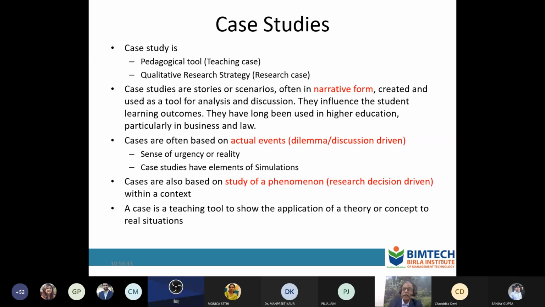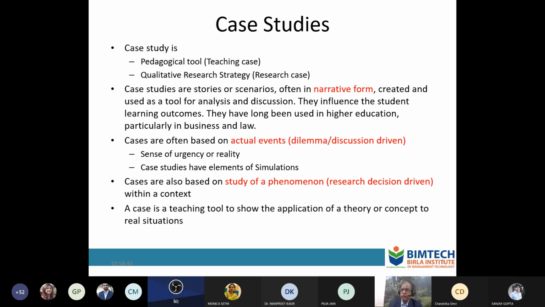So a phenomenon, when it is studied, you can study with the help of a survey. You can study a phenomenon with the help of a case. Okay. So when you are using a case as a context to study a phenomenon, that is exactly case research. It is not about solved teaching cases or research cases. Many people are under the impression that if the dilemma is solved in a teaching case and the solution is found and shared with the reader, that becomes a research case. It is wrong.